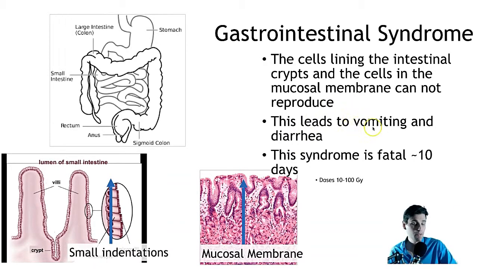leads to vomiting and diarrhea and is typically fatal, because the patients typically continue to have these symptoms of vomiting and diarrhea and have trouble even keeping proper water in the body. And so GI syndrome, while relatively rare because of the higher doses, is fatal. If you have a radiation dose above 10 gray, the GI syndrome will be fatal, and it will be fatal within about 10 days.